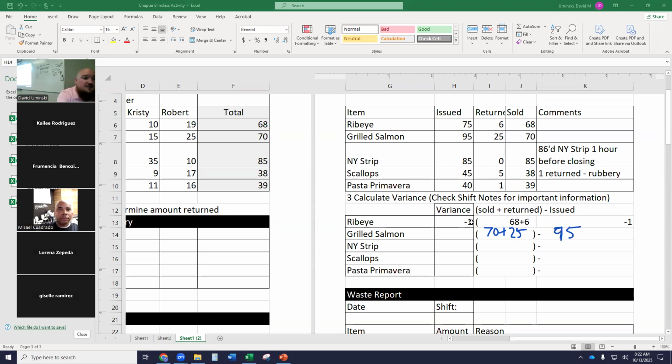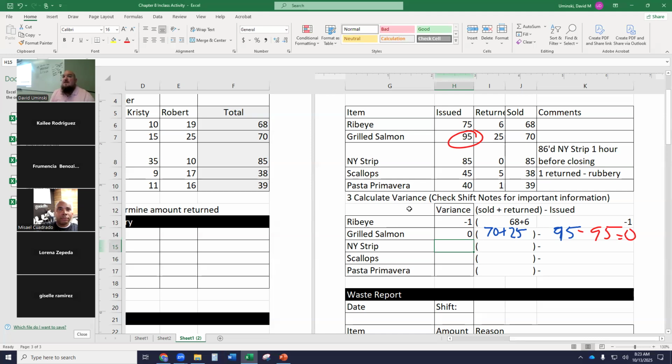Okay. And we issued 95. So 95 minus 95 is 0. That means my variance is 0. I have all of my salmon accounted for. Okay, so picture it. When that grill cook shows up, there's 95 portions of salmon at his or her station.